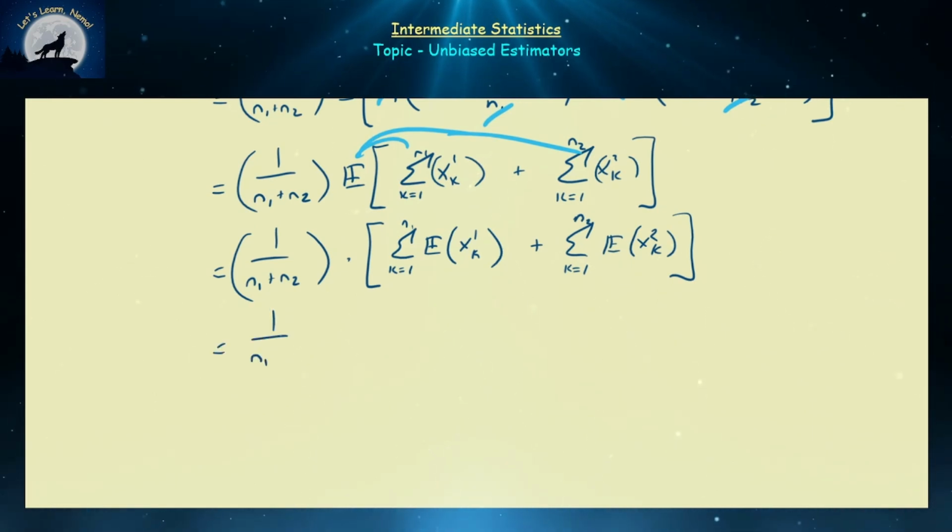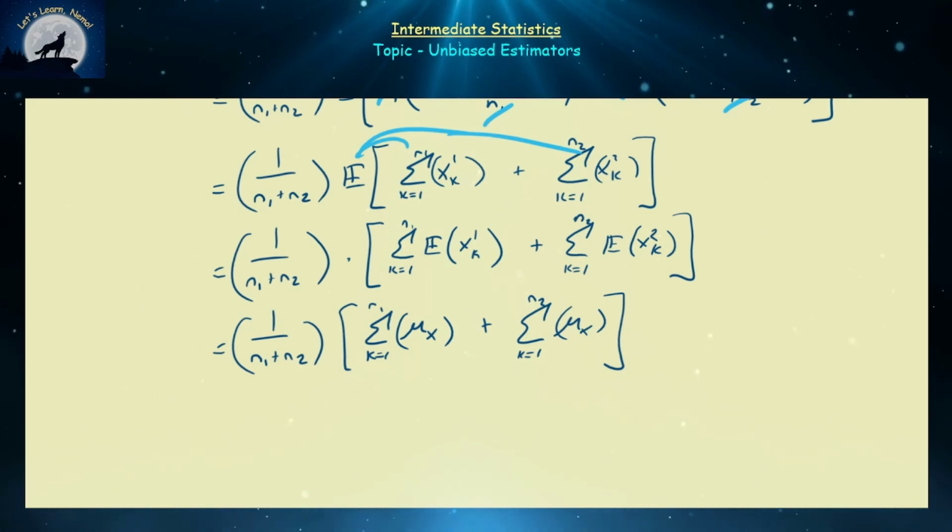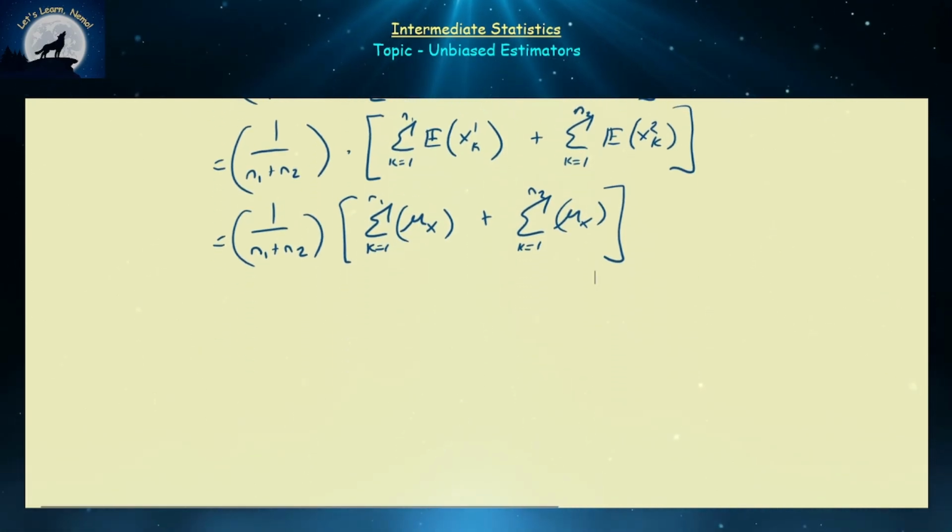So this is going to be equal to 1 over n1 plus n2 times the sum from k equals 1 to n1 of mu x, the mean of the entire population from which sample 1 comes, and then the sum from k equals 1 to n2 of mu x, the population mean from which sample 2 comes, which is the same as the population that the sample mean of sample 1 comes from.